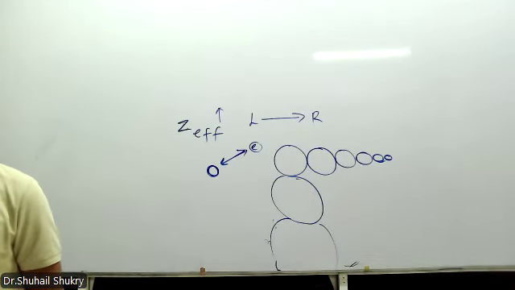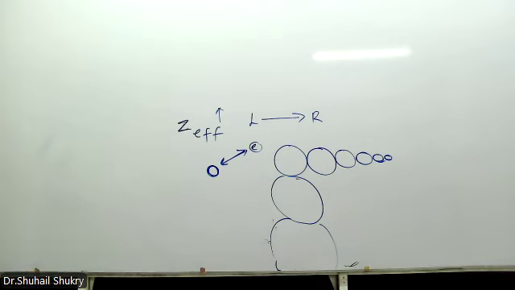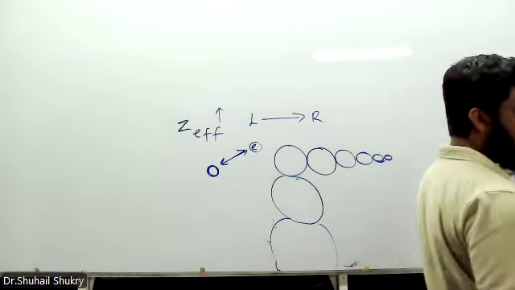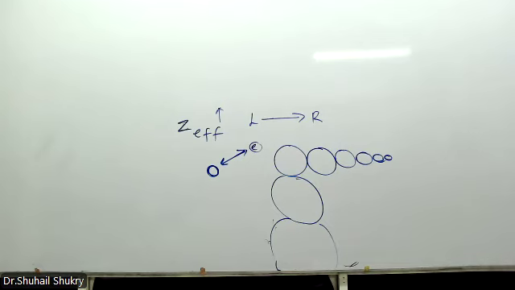Therefore, the atomic radius will increase down the group.